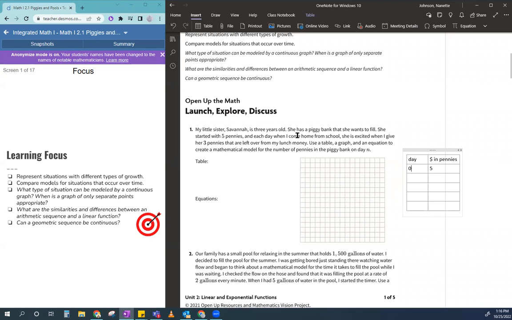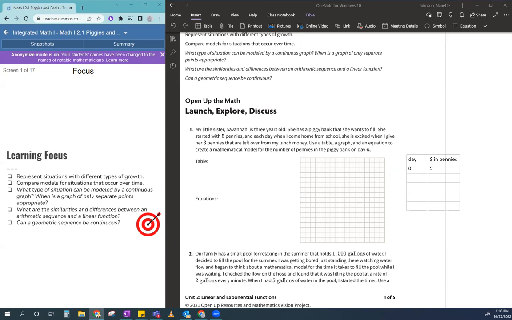They say my little sister started with 5 pennies, and each day when I come home, blah, blah, blah, use a table and an equation to create a model for the number of pennies in the piggy bank on day N. So they didn't really give us a chance here to figure out if it's 0 or 1. I'm just going to tell you right now, either one makes sense. Does that make sense?